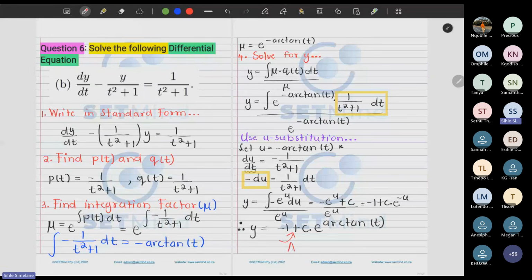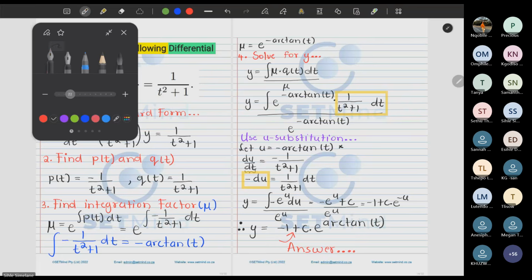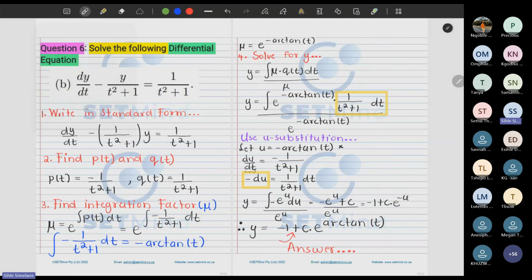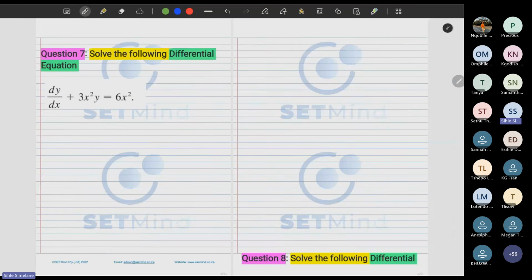So that there becomes our answer. Maths is nice, guys, isn't it? Very nice. So let's go and have a look at the next question. Very easy as long as you remember your fundamentals. Let's have a look at this one.